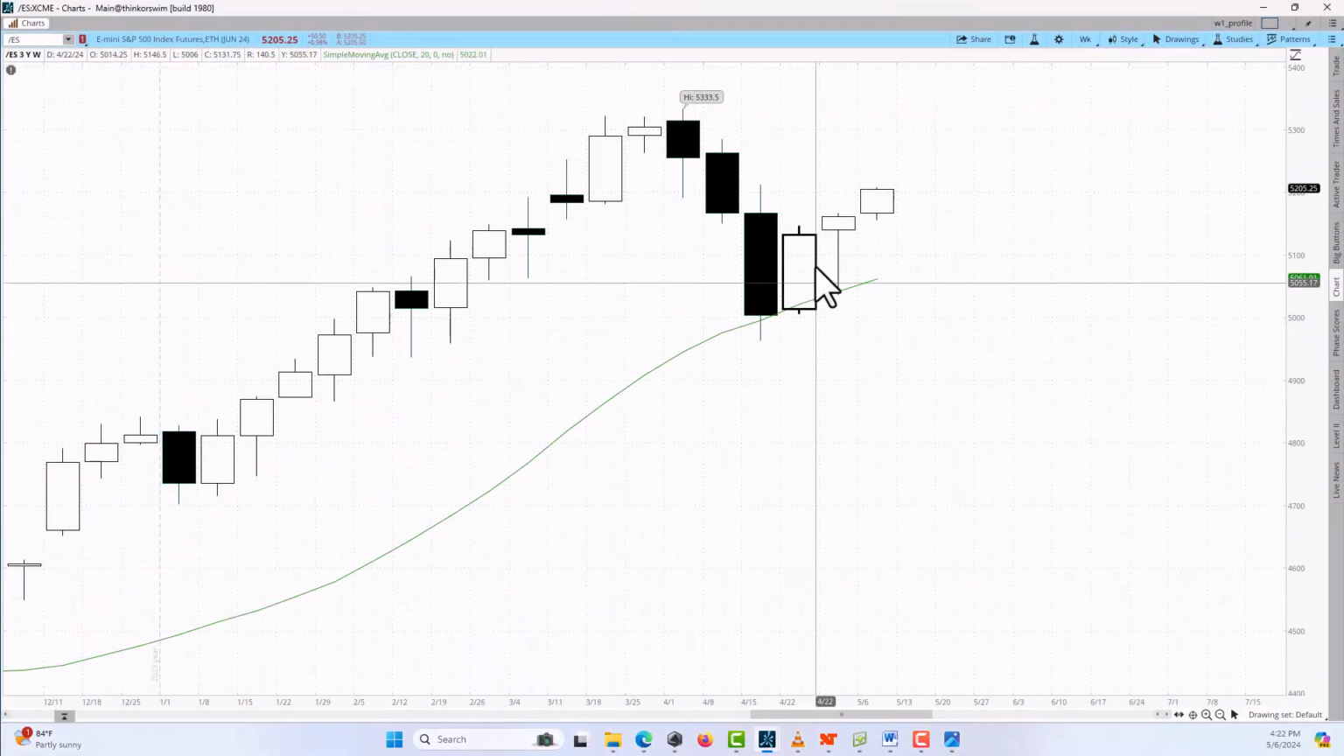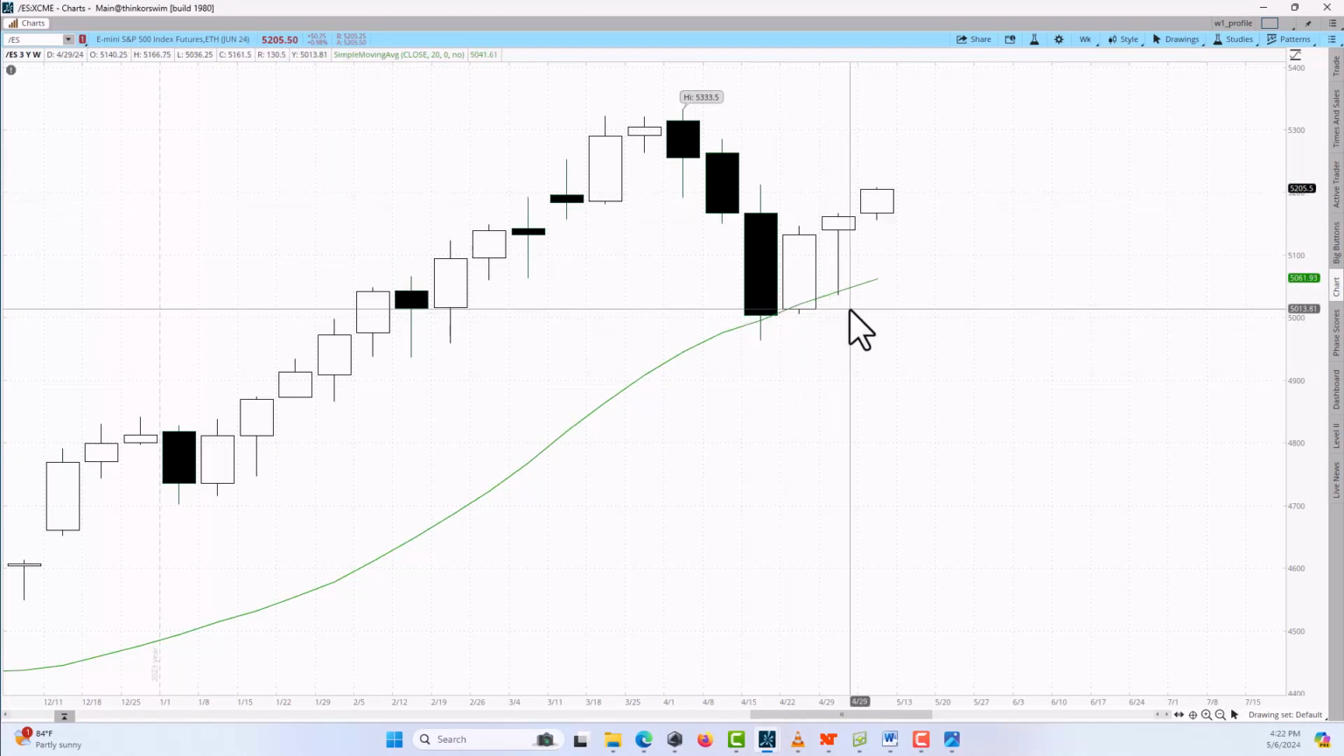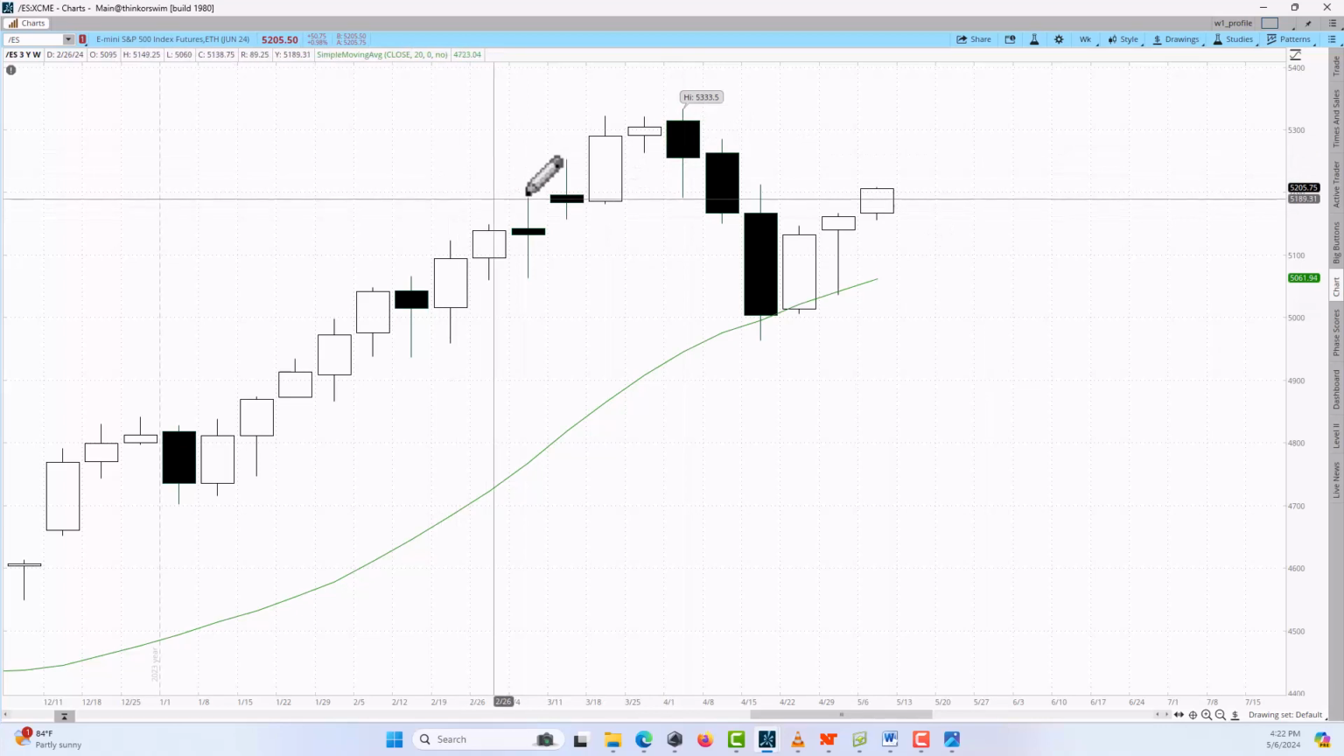So wow, look, the weekly candle is still bearish. I mean bullish, because it's above the 20-day moving average. But look at the levels. Look at the level 5113 right here. 5113. Right, and 5123 for that matter. 5123.